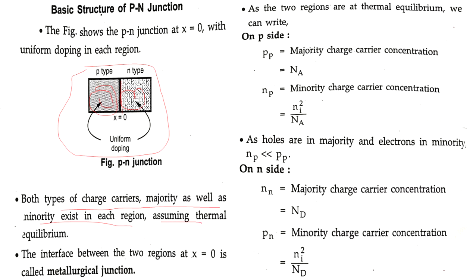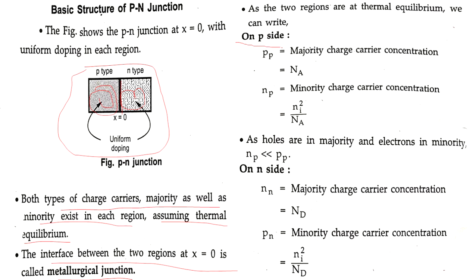In thermal equilibrium, what is the meaning of thermal equilibrium? The number of majority carriers on both sides and the number of minority carriers on both sides will be equal. The interface between the two regions at x equal to 0 is called the junction, or the metallurgical junction. On both sides of the junction we have two regions, one is the P-type region and the other one is the N-type region.